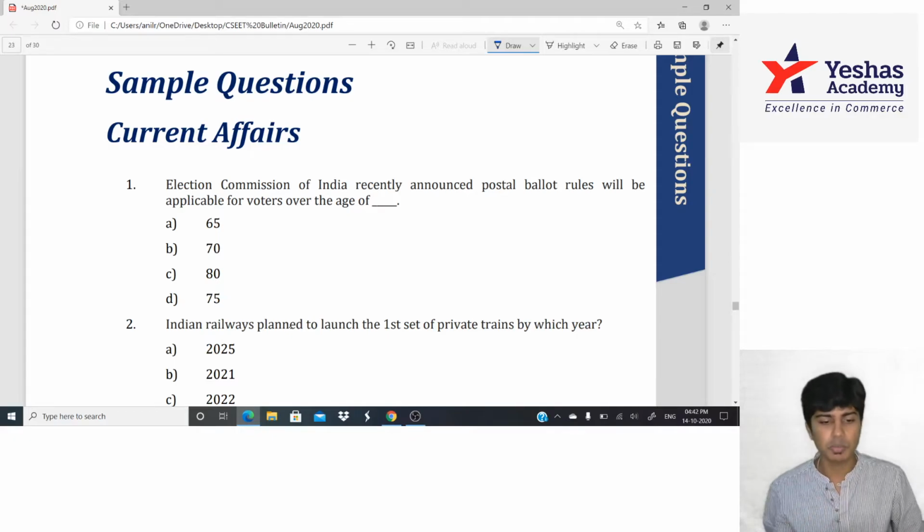Okay. So with respect to postal ballot rules, people who are over the age of 65 will be covered under this rule. So if I'm 65 and plus, I'm covered under the postal ballot rules. That's the new change brought by the Election Commission of India.